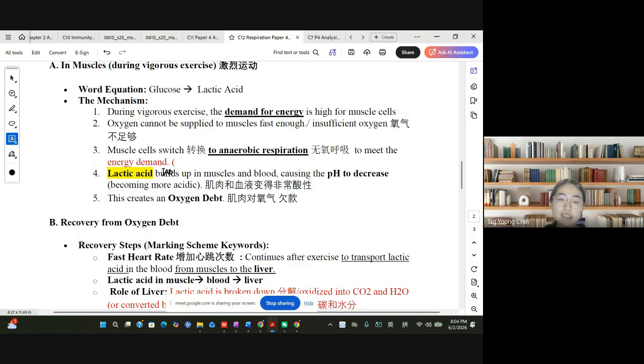Okay, this is lactic acid. So lactic acid will just build up in the muscle, okay, and then it will cause the pH to decrease. And then, okay, Adam, so now you tell me, when the lactic acid is produced in the muscle, later where will it go? From the muscle, where will it go? To where? What's the next step?